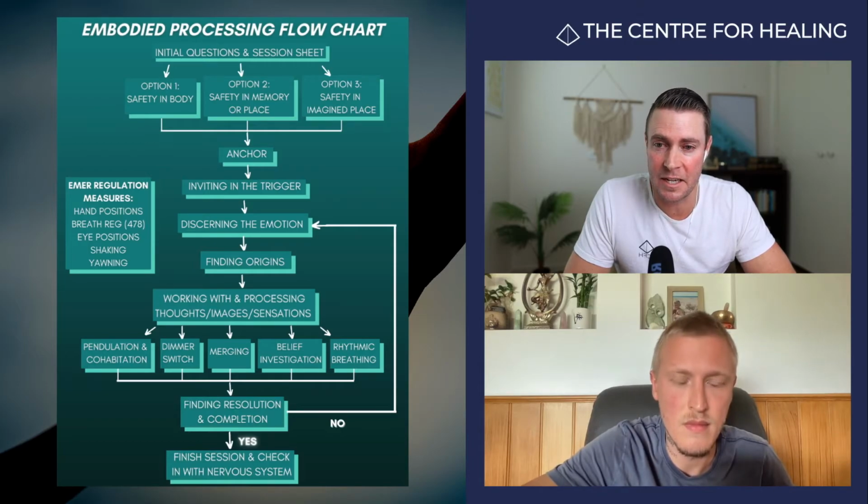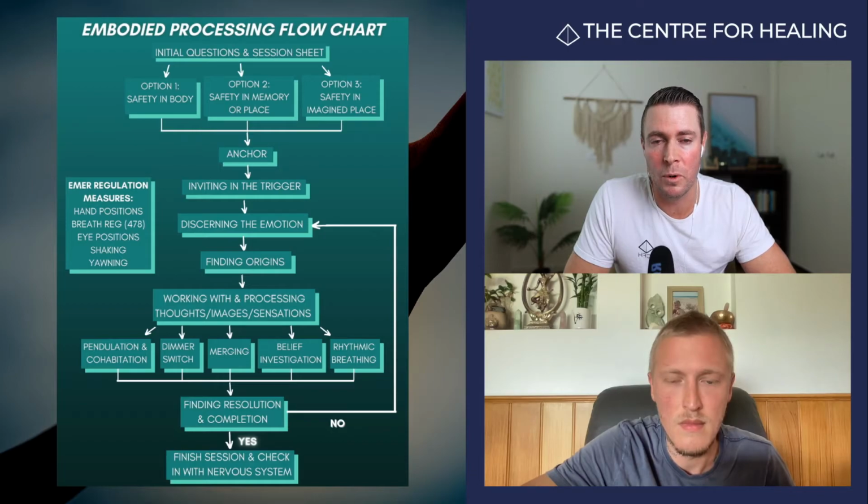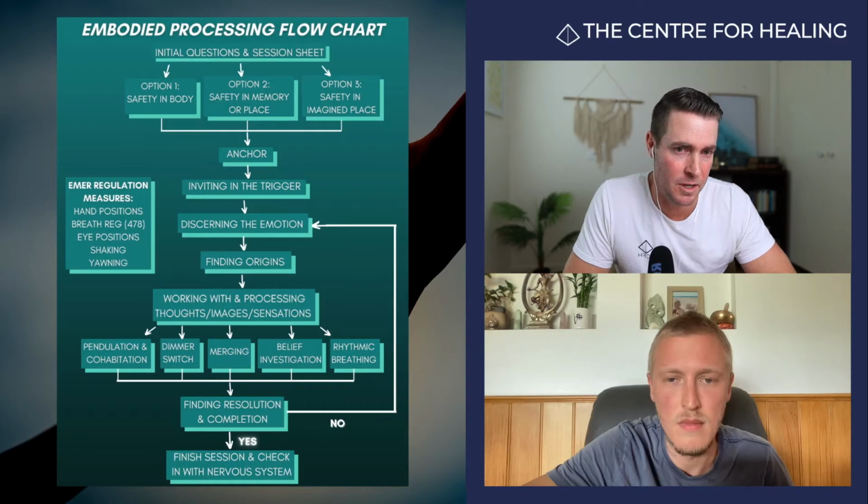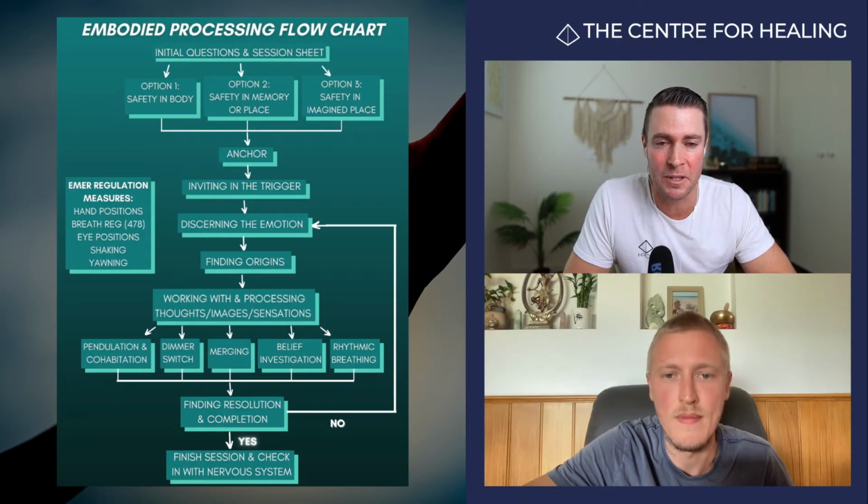We have different techniques. You can see there's pendulation and cohabitation, dimmer switch, merging and distancing, belief investigation, rhythmic breathing. We can use movement. You can see the emergency regulation measures there. We can have some shaking and that kind of thing. What we are doing is we are starting to get this energy moving throughout the body, because it wants to move through the body. We haven't consciously done it, but subconsciously we've held it within our system, within our soma. And it wants to let go. We just kind of have to get out of the way. And the process is one of helping people realize that and helping them get out of their own way and let it move through the body.